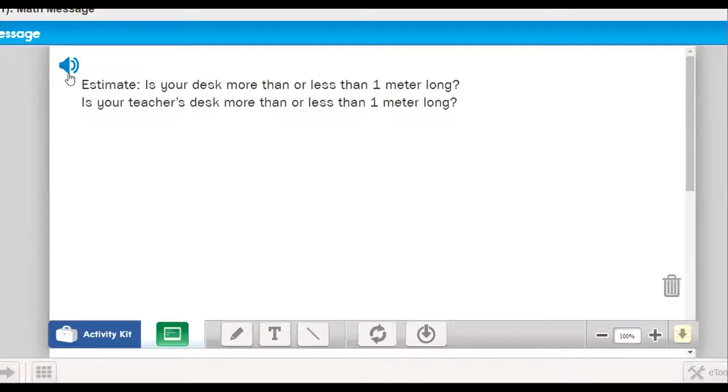Okay, using that knowledge, here's our math message today. Well, I just tried it myself, and my desk is more than 1 meter long. It's super long. It's about 1.5 meters long. Whereas your student table spots, those are about 66 centimeters long. So it's not even a full meter. So that answers that question.